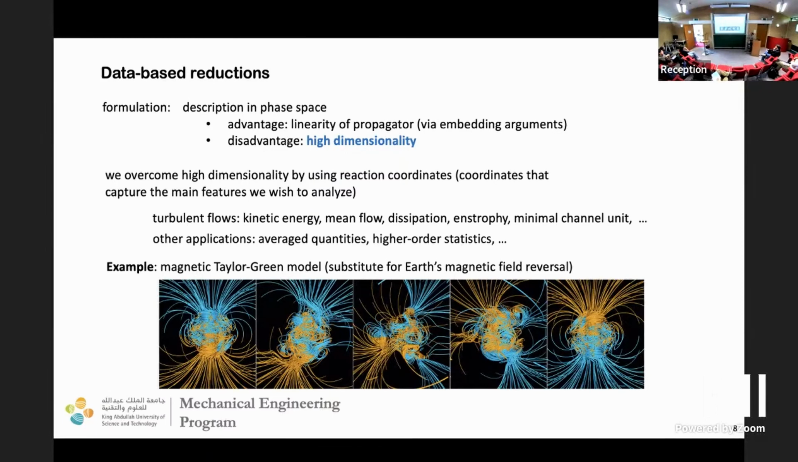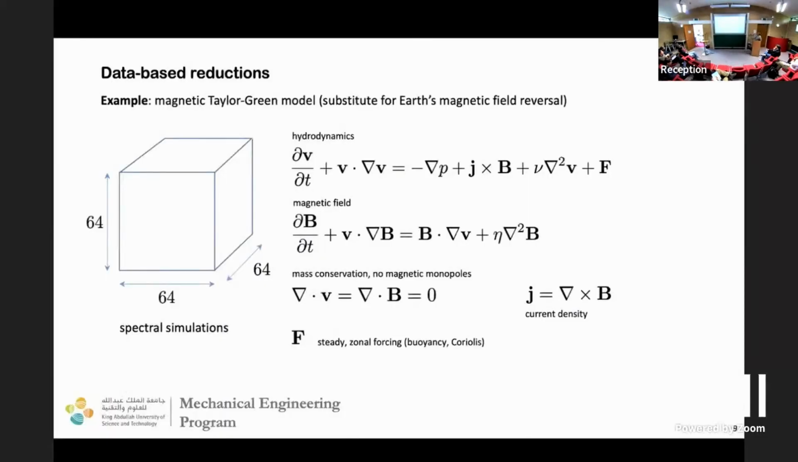Okay, and these are the governing equations. We have a periodic box, very much like HIT, 64 cubed. These are the hydrodynamics equations. You see here is the Lorentz force. That's the only thing that we have on top of that. And then we also track the magnetic field, which has an advection, a shear, and dissipation here. And then, of course, you have mass conservation, the divergence of u equal to 0, and you have no magnetic monopoles. That means the divergence of the magnetic field is equal to 0. And here, J is just the current density.